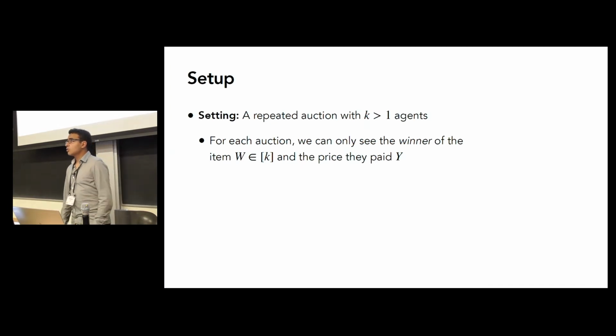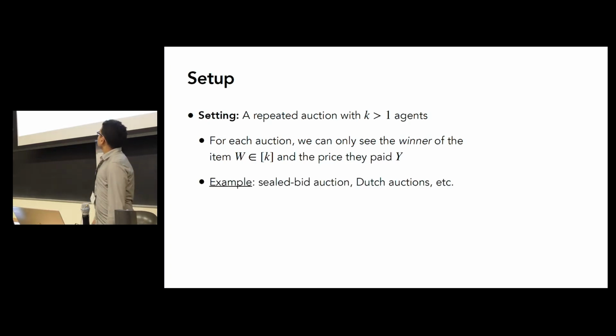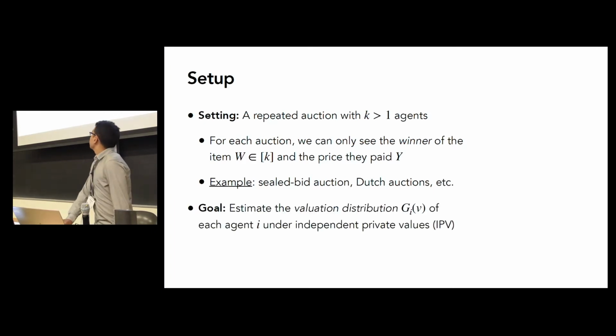For each auction, though, we don't actually observe all of the bids. Instead, what we observe is who won the auction and how much they paid for the item. And this could be a first or second price auction. So this captures a variety of settings. We could be watching a sealed bid auction where the auction house just announces who won and how much they paid afterwards. We could be watching a Dutch auction. The setting is pretty general.